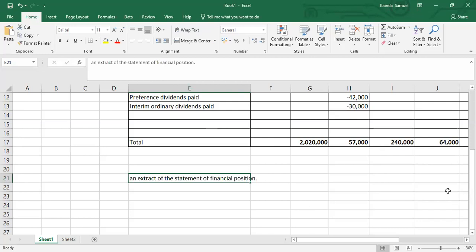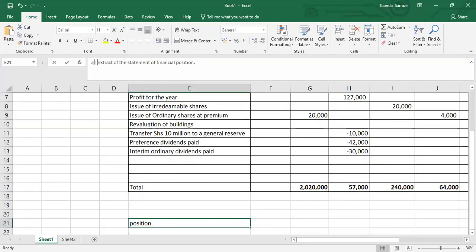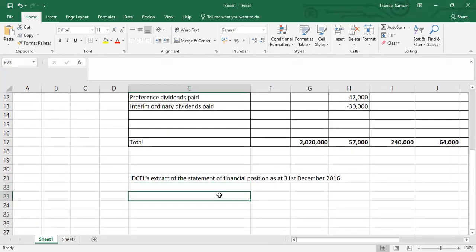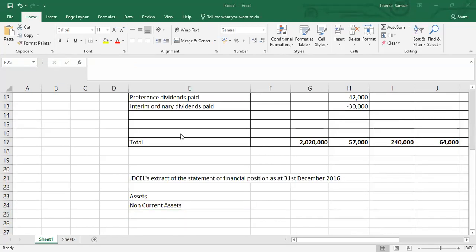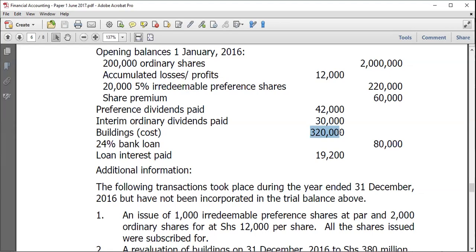So I'll just come here, and this is JDCL. It's an extract of financial position as at 31st December 2016. So basically, you know what goes under what. Under the statement of financial position we usually have our assets, and under assets we have the non-current assets. For the non-current assets, we have only one that has been provided. Which one is that? The building. The building was 320, but now 380, so it will now be recorded at its current value.